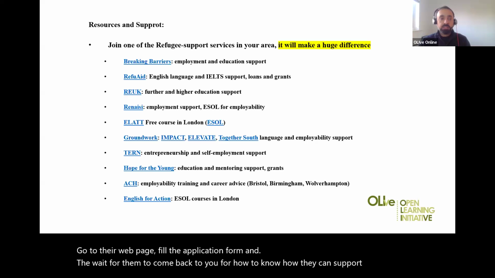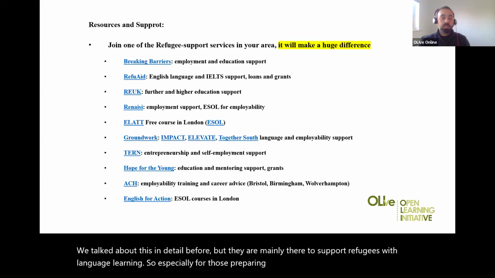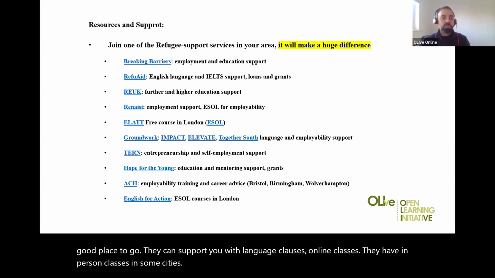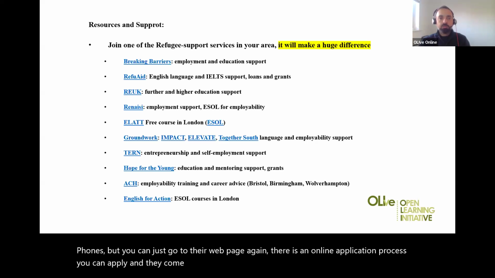RefuAid, we talked about this in detail before, but they are mainly there to support refugees with language learning. So especially for those preparing for IELTS, RefuAid could be a good place to go. They can support you with language classes, online classes. They have in-person classes in some cities and towns, but you can just go to their webpage. Again, there is an online application process. You can apply, and they come back with more information about what kind of support they can offer.